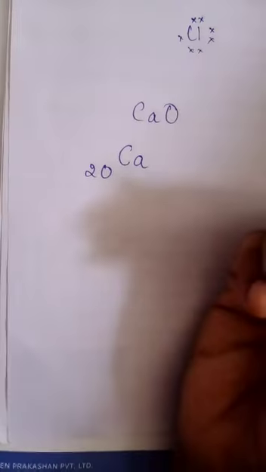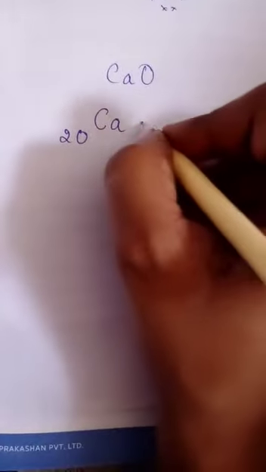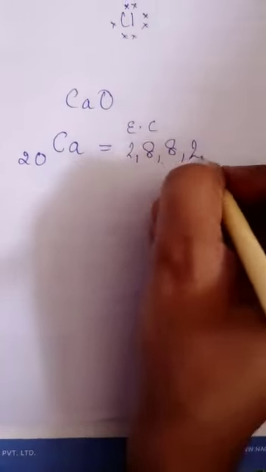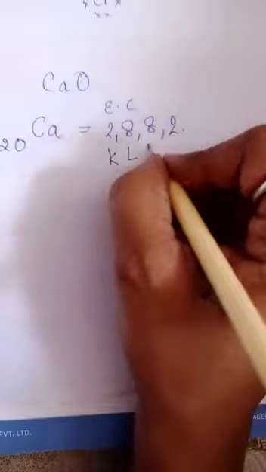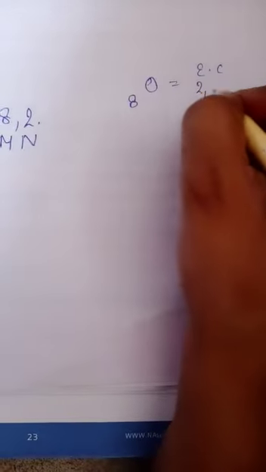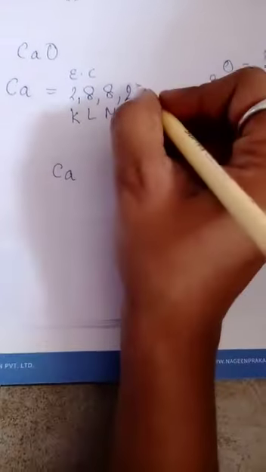Now let us see another compound. I have said that it is what? Calcium oxide. Now here calcium has atomic number 20. So its electronic configuration is what? 2, 8, 8, 2: K shell, L shell, M shell and N shell. Similarly, oxygen has atomic number 8. Its electronic configuration is 2, 6. Now what will happen? Calcium has 2 electrons present in the outermost shell.